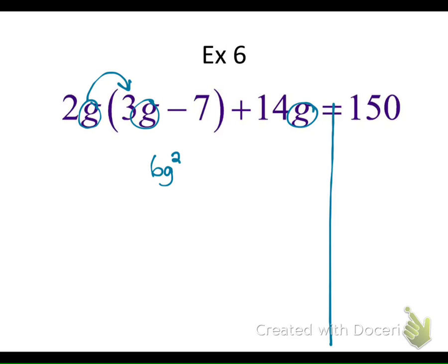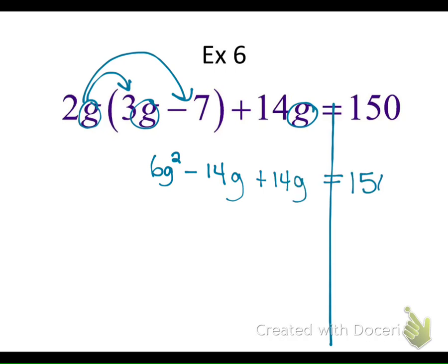Okay. Now we're going to take 2g and multiply it by what? Which is what? -14. And then what do I bring down? Your 14. Wait, -14 what though? -14g. And then what do I bring down? Your positive 14g. Then you go equal 150.